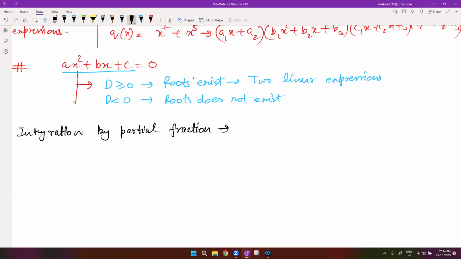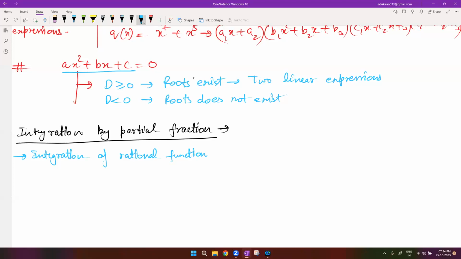Integration by partial fraction. First, understand what type of expressions we are going to integrate here. So we can integrate any rational function. Today, we are talking about integration of rational functions. You will encounter a lot of rational functions, by the way. It is very important to understand the integration of rational functions. We can integrate any rational function. I would like to again emphasize this.